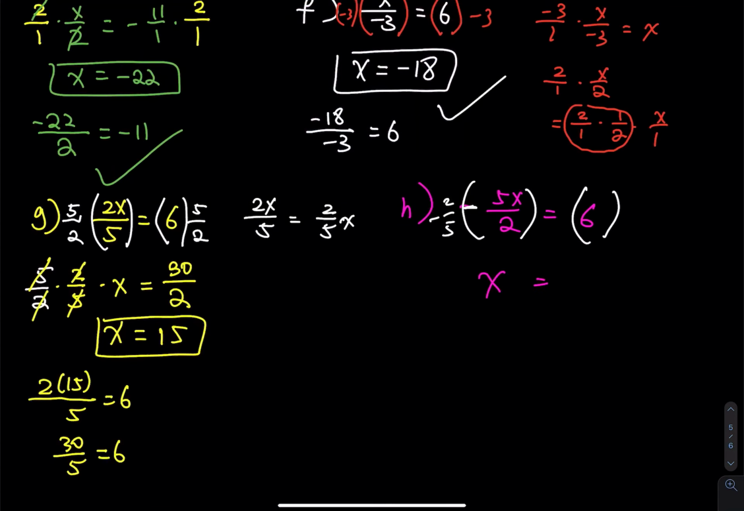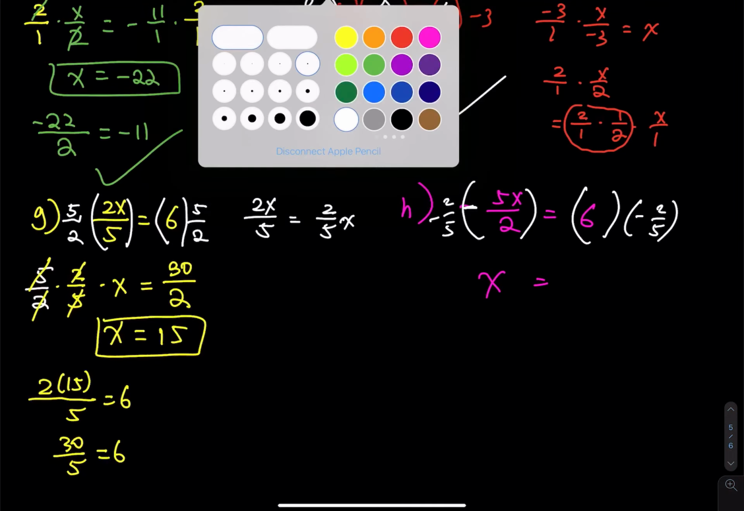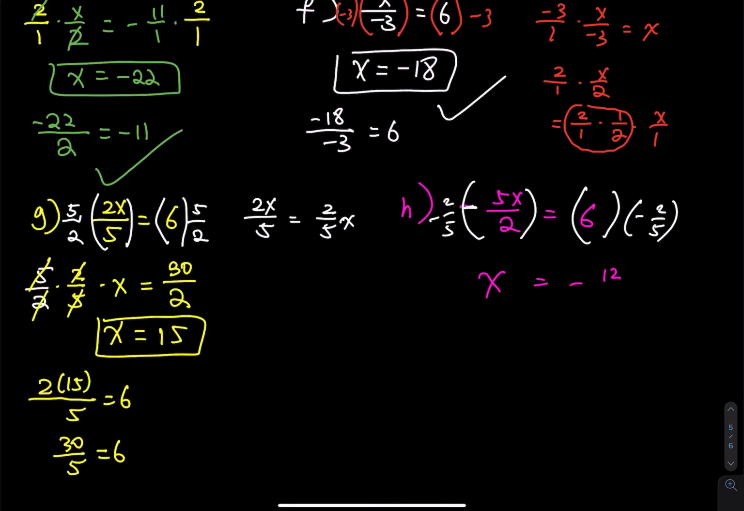So the top and bottom, the 2 and 2 and the 5 and 5, they got cancelled, right? They got cancelled means you divide the top and bottom by 2 and then you divide the top and bottom by 5. So the 6, we have to do this as well, negative 2 over 5. So 6 times 2 is 12. So negative 12 divided by 5. I prefer not to simplify the fraction.